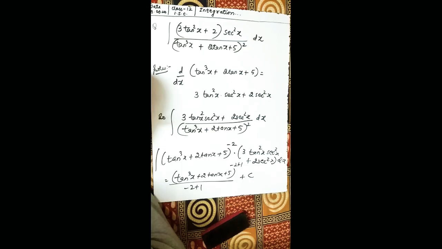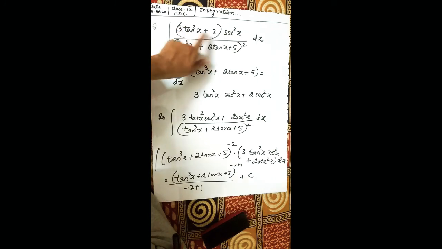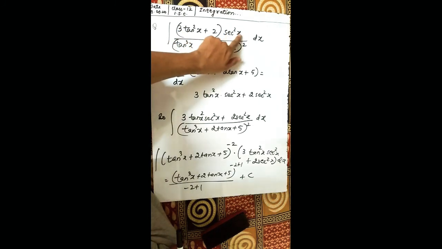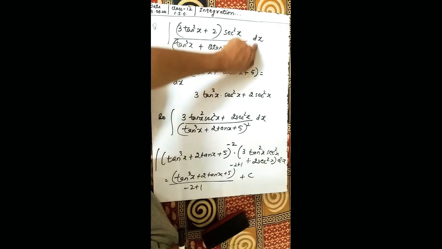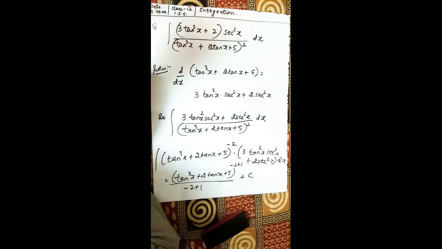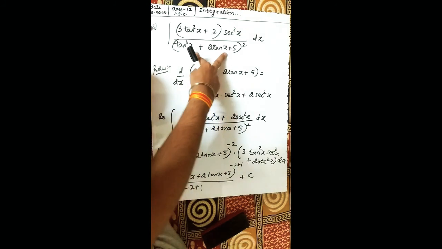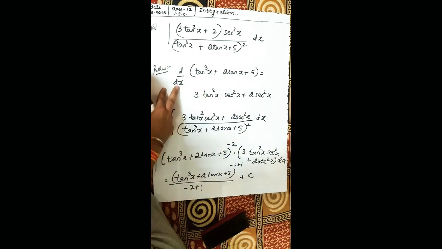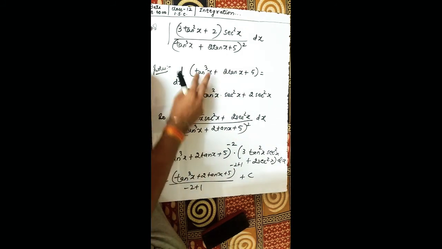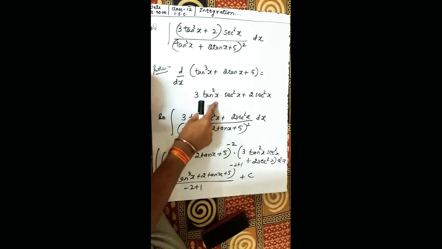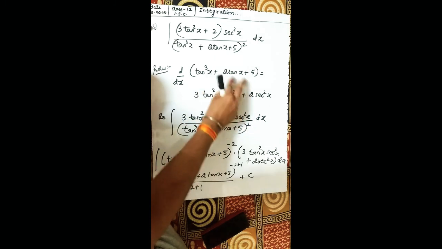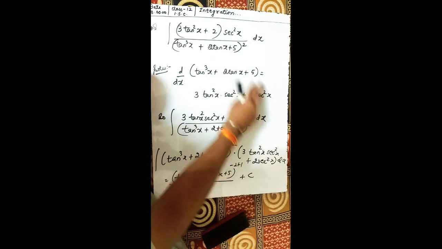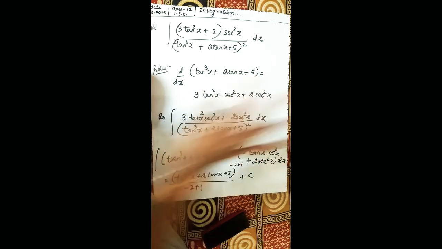Okay. The last question of the video: integral of (3 tan square x plus 2) times sec square x upon (tan cube x plus 2 tan x plus 5) the whole square dx. We need to integrate this thing. So let us take the base as f(x) and differentiate it. So tan cube x differentiation will be 3 tan square x, differentiation of tan x is sec square x, plus 2 as it is, differentiation of tan x is again sec square x, plus differentiation of 5 will be 0.